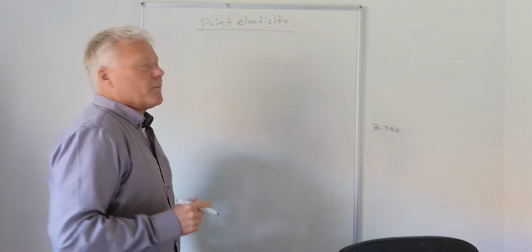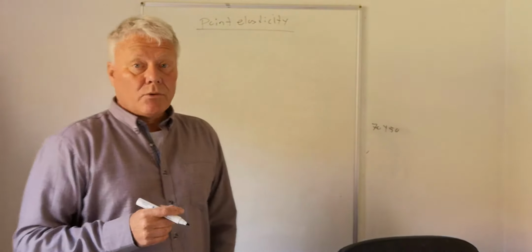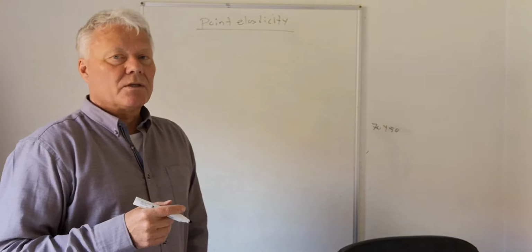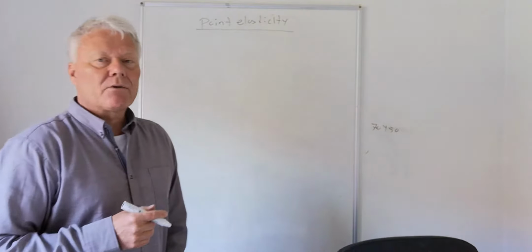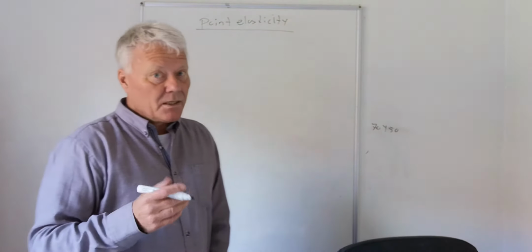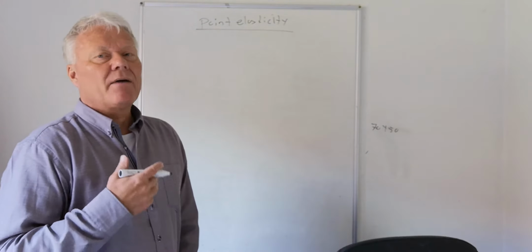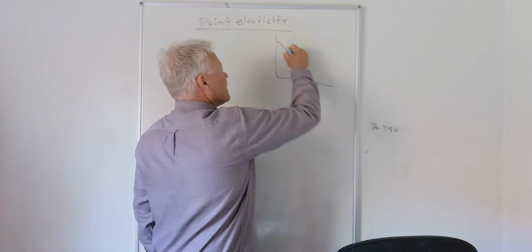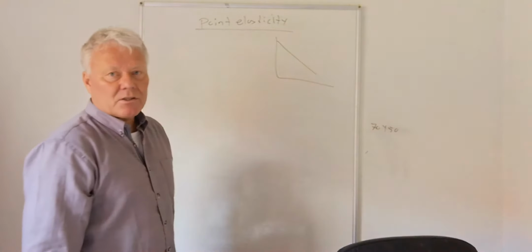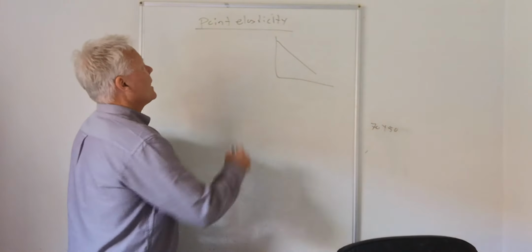In this example, I'm going to talk a little bit about point elasticity and how you can use it. It's a good tool if you have an equation for the demand curve. And if you have a normal product, the demand curve, as we know, is downwards going, so it's a slope with a negative number.